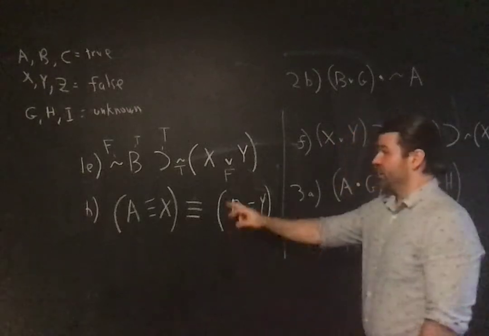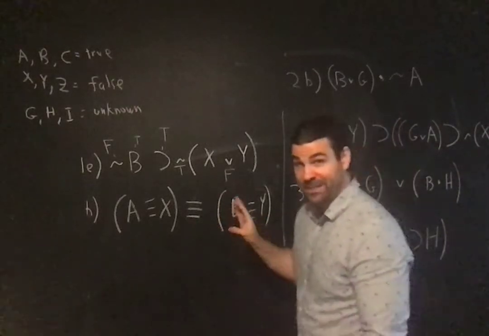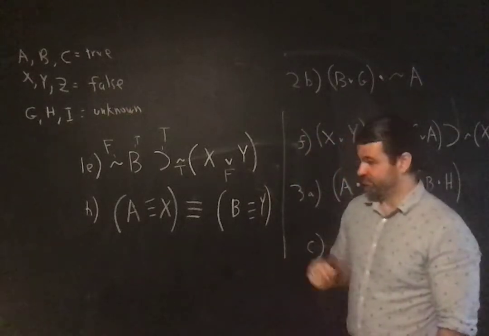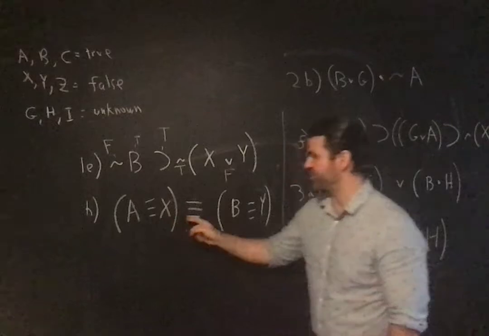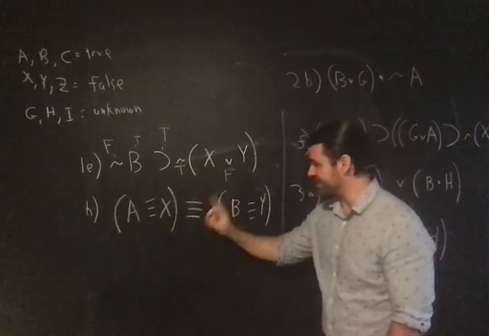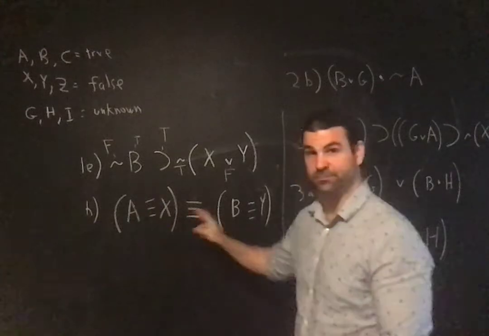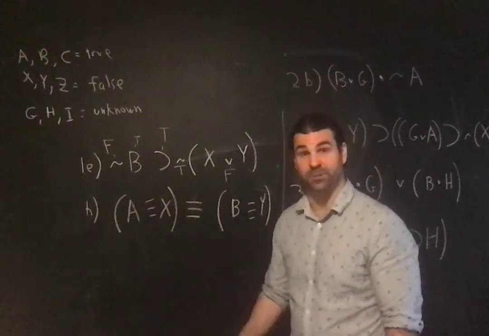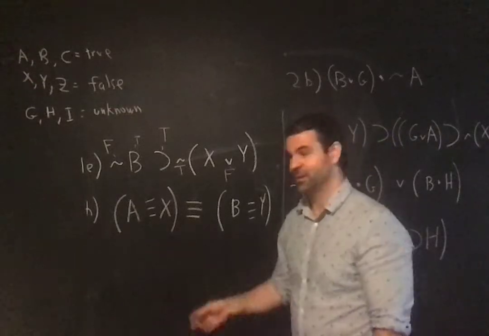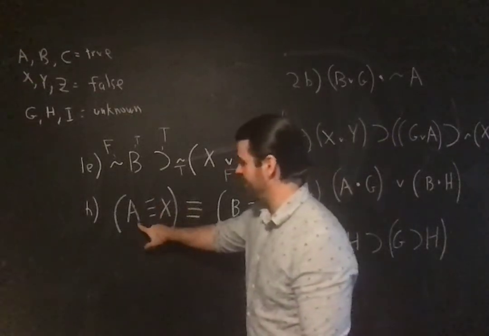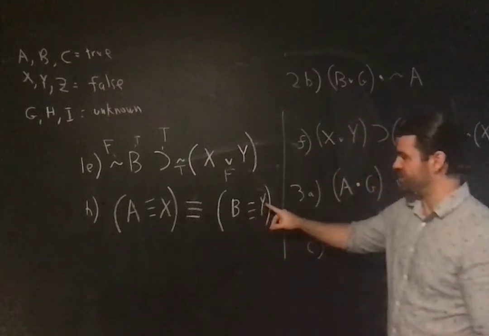All right, look at H. You should see the structure of this in the placement of the parentheses, right? This is a biconditional, but what's the major operator? Is it this or this or this? You've got to be able to see it's this. This is a biconditional where both sides are themselves biconditionals. It's a biconditional of biconditionals. It's a biconditional where the left side is A biconditional X, and the right side is B biconditional Y.